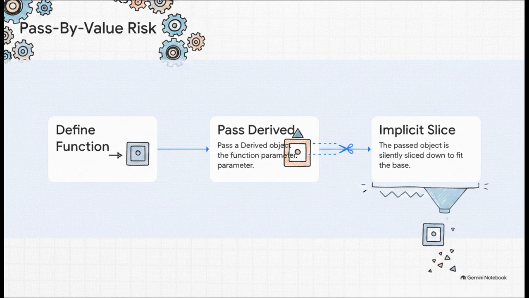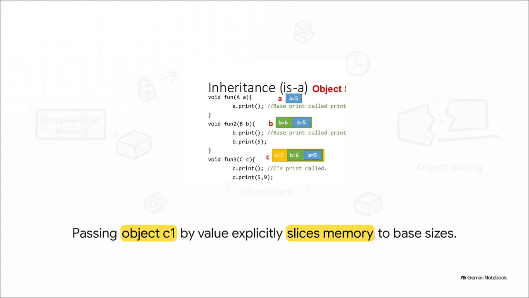First, you define a function that takes a base object by value, something like void fun, taking parameter A. Second, you pass a derived object, like C1, right into that function parameter. Now, because the function specifically carved out memory for an A object, the C object you passed in is implicitly and completely silently sliced down to the base class just so it can fit into that parameter slot. See, when we call fun with C1, the parameter is AA. Think back to our nested C object block. Those C equals 7 and B equals 6 sections, aggressively chopped off. Only A equals 5 actually makes it inside the function.